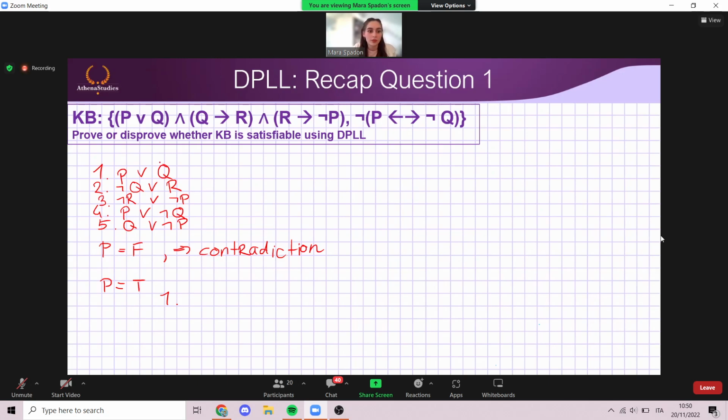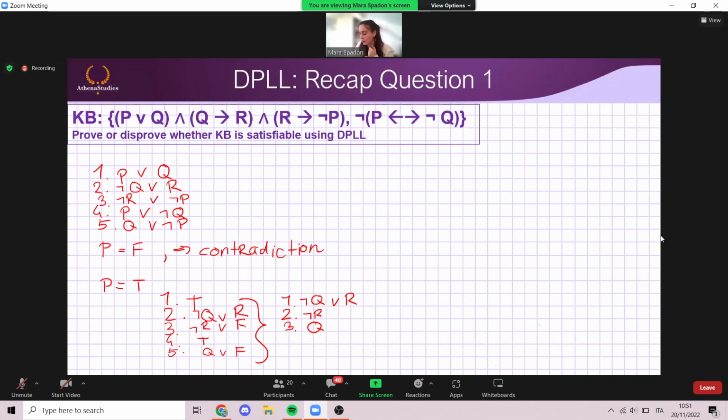All right, so for P is true, we would get true for the first one. We would get not Q or R. We have not R or false, true, and Q or false. So what do we have left over? We get not Q or R, not R, and Q.